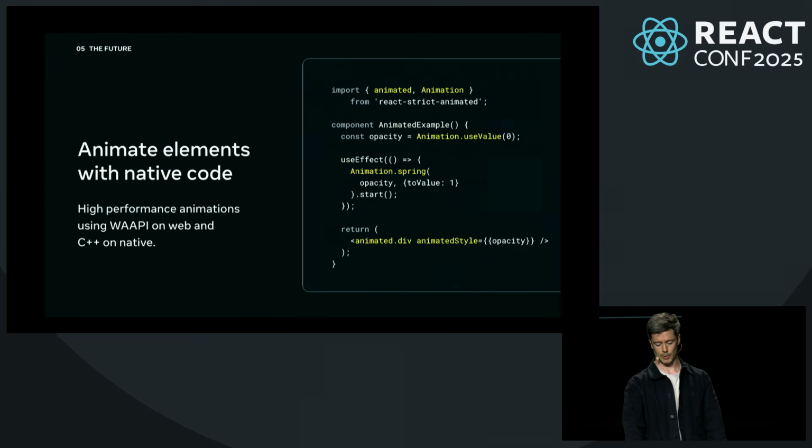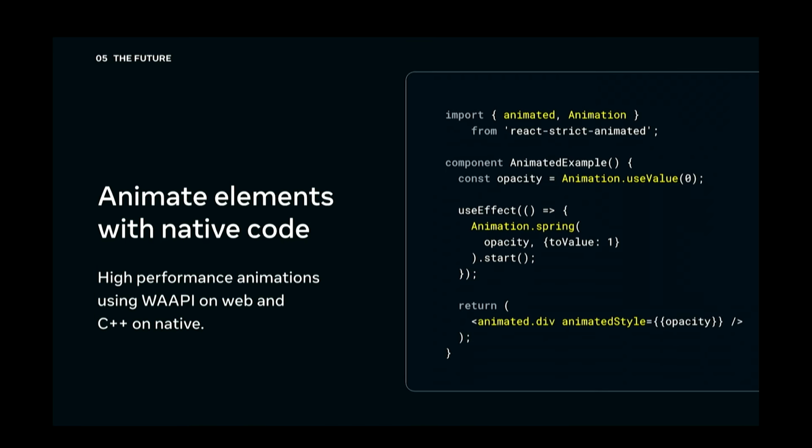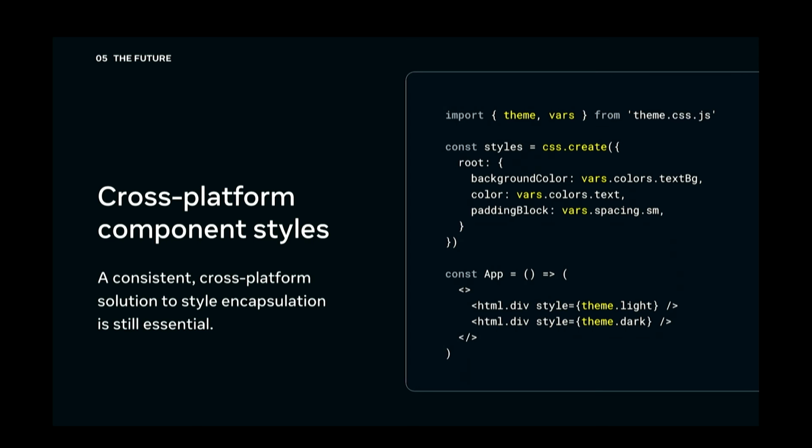Next, we're also experimenting with cross-platform animation APIs. On the web, this is powered by the Web Animations API, and on native, the core is now written in C++. So this means both platforms can rely on native code to drive smooth animations. And there's also more work to be done to deliver an integrated cross-platform styling solution for React. We've made a good start, but there's still a lot of feedback from internal teams that we need to incorporate into future iterations.